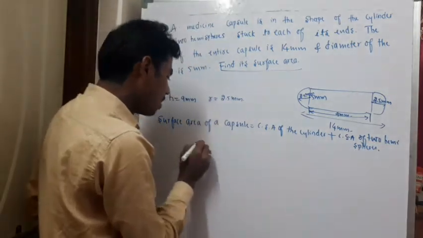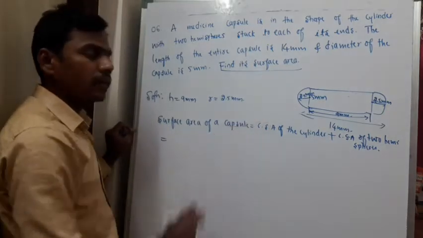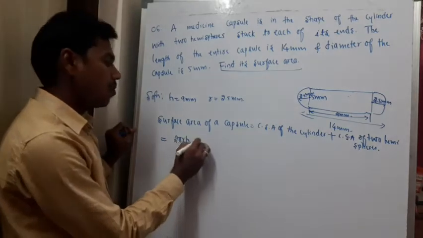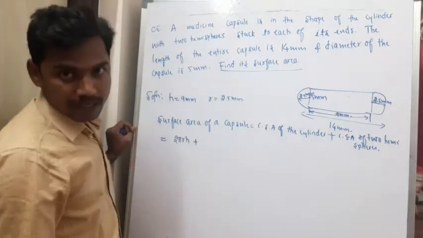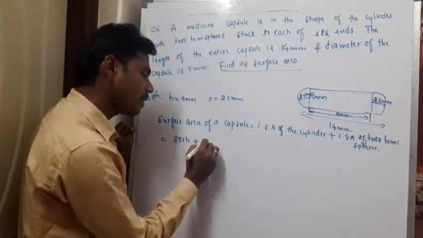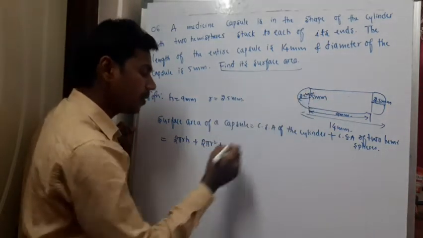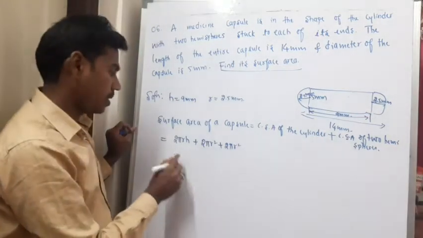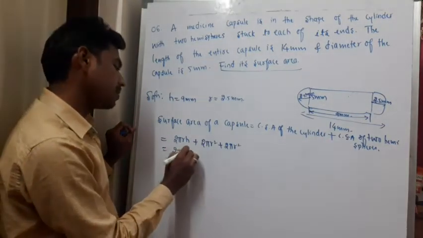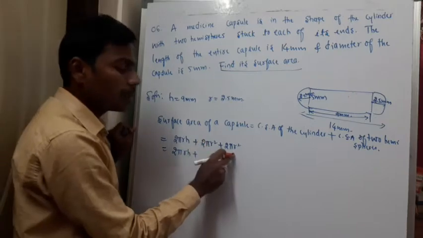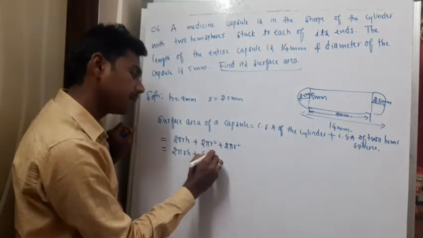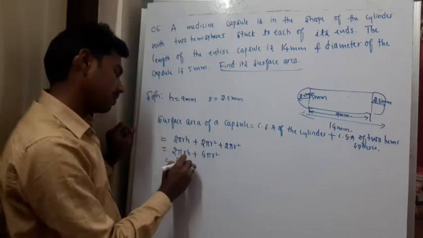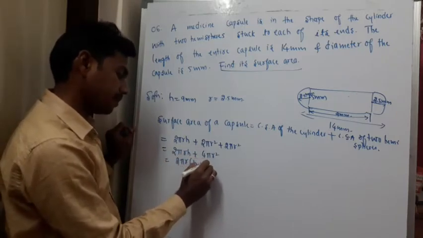What is the curved surface area of a cylinder? 2 pi r h. And what is the curved surface area of a hemisphere? For one curved surface it is 2 pi r square, for the other curved surface it is 2 pi r square. So put together it is 4 pi r square. So 2 pi r h plus 2 pi r square plus 2 pi r square, that is 4 pi r square, is equal to 2 pi r common. What is left? h plus 2r.